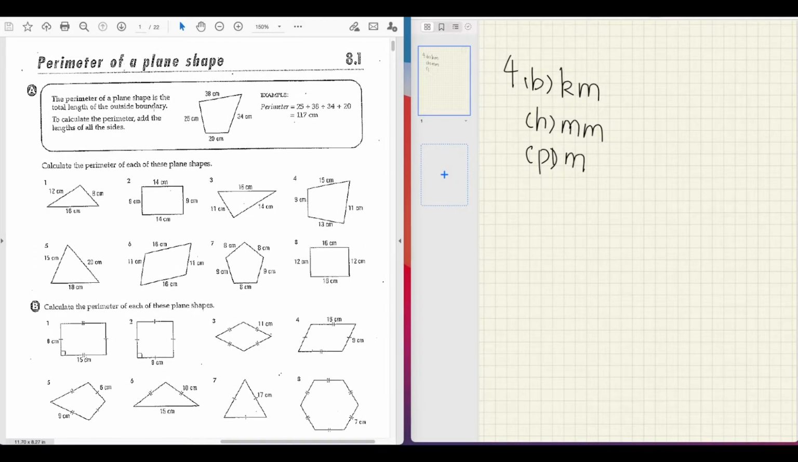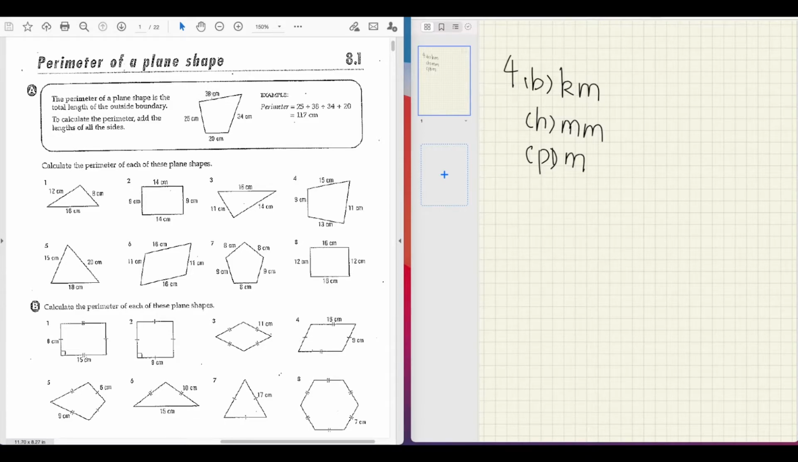Now we're learning about the perimeter of a plane shape. A plane shape is basically a 2D shape. And if you read this, it says the perimeter of a plane shape is the total length of the outside boundary. To calculate the perimeter, add the length of all the sides. So in other words, in this example here, to find the perimeter of this shape, we just have to add the length of all the sides.